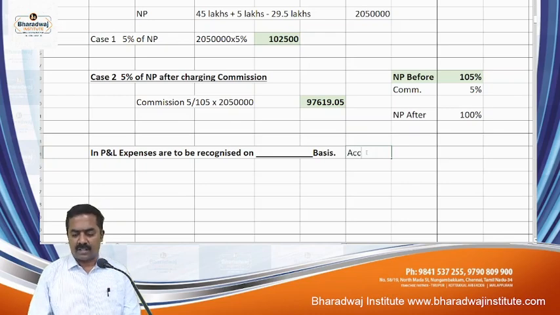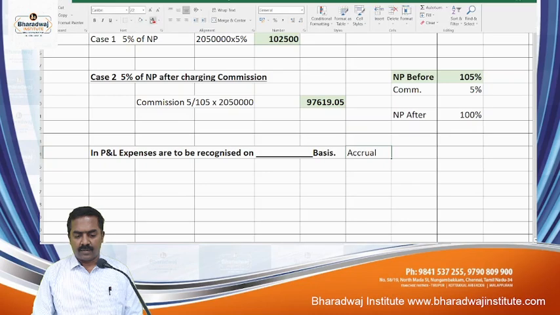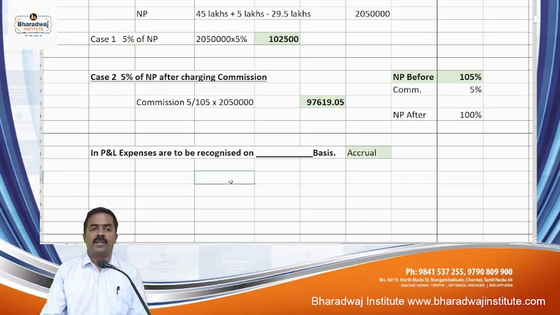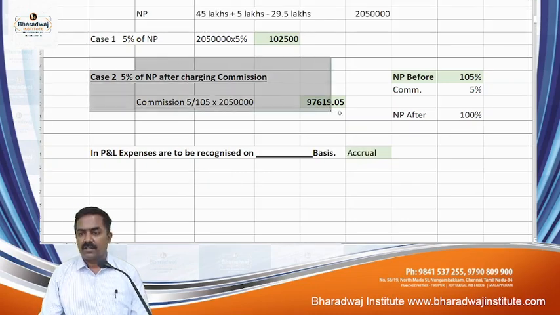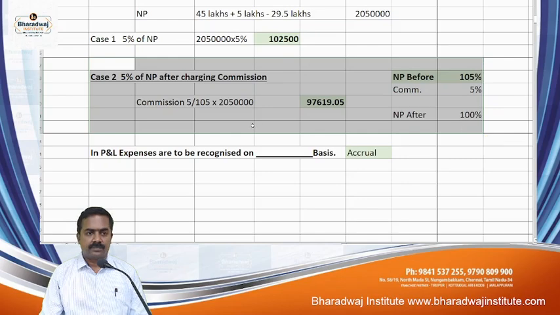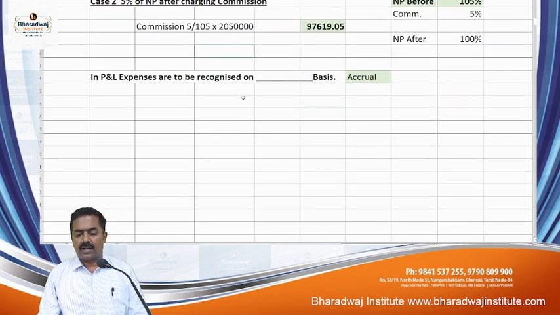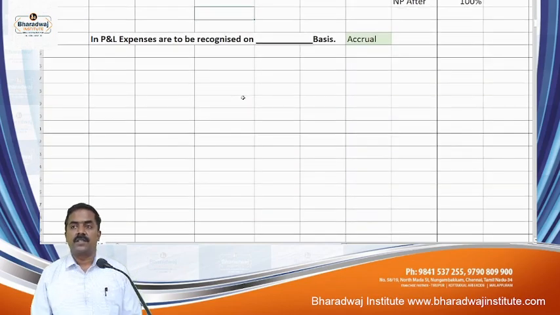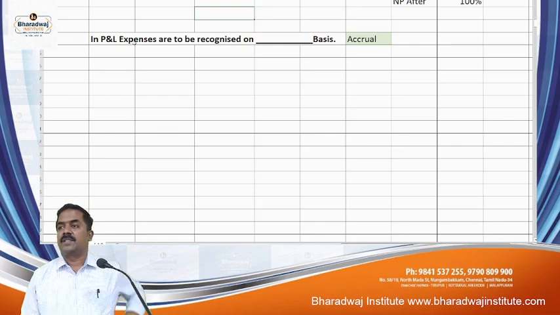Expenses should be recognized on what basis? Accrual basis. What do you mean by accrual? Due. Whatever is due should be recorded. Have you copied this first? Case 1 and case 2 have you taken up? Good. So in P&L account, expense should be recognized on what basis? Accrual basis. Not only expenses, income also should be recognized. So this kind of MCQ can be tested in exam.